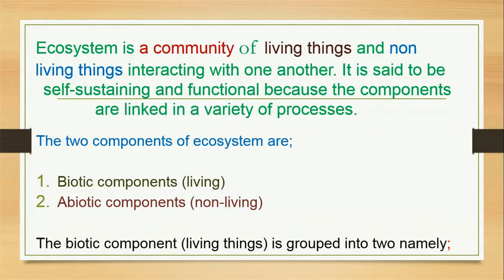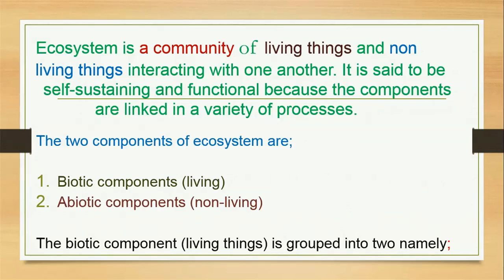For example, plants and animals are living things. Now, animals take in oxygen and take out carbon dioxide. Carbon dioxide and oxygen are non-living things. Plants, on the other side, too depend on sunlight, carbon dioxide, and water for the process of photosynthesis. So the carbon dioxide, the water, the sunlight are examples of non-living things. So this is all what is meant by interacting with one another. Now, ecosystem is said to be self-sustaining and functional because the components are linked in a variety of processes.